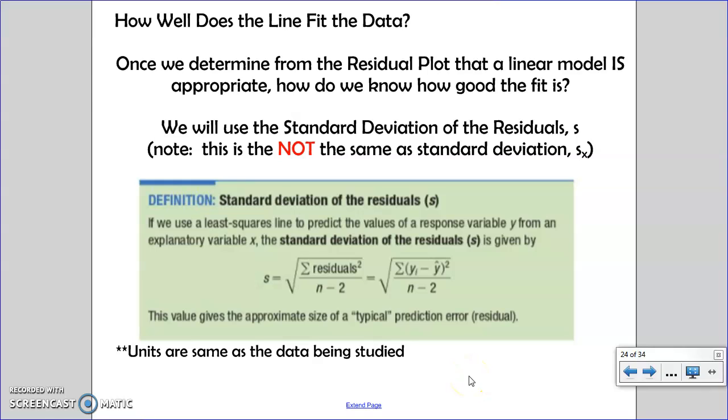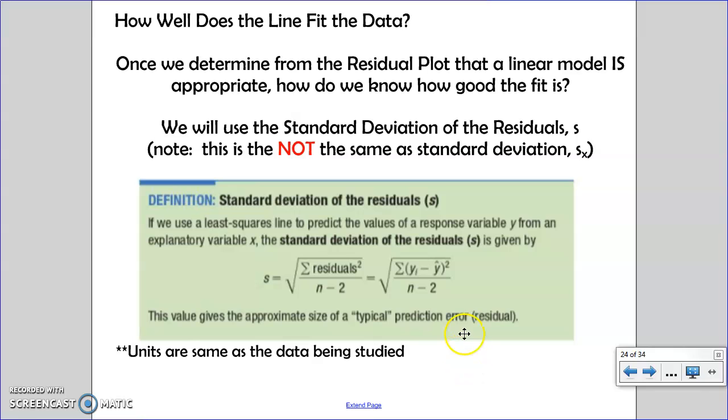Okay, so today's lesson is about something called the standard deviation of the residuals. Yesterday, we were talking about how to make a residual plot and to take a look at that to see whether or not a linear model was appropriate. So now we have this new measure that we can take a look at mathematically that's called the standard deviation of the residuals. This is not the same as standard deviation that we learned in chapter 1.